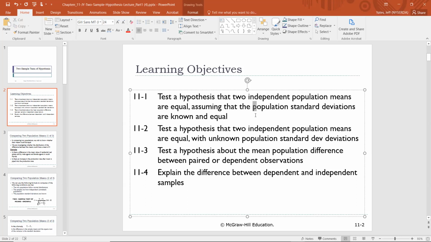We're going to assume the population standard deviations are known and equal. So meaning we've designed our process in such a way where we know what the variability is in it. And we're going to assume that we know what the variability is and that the variability is the same between the two processes. Otherwise, the test can't really be compared.